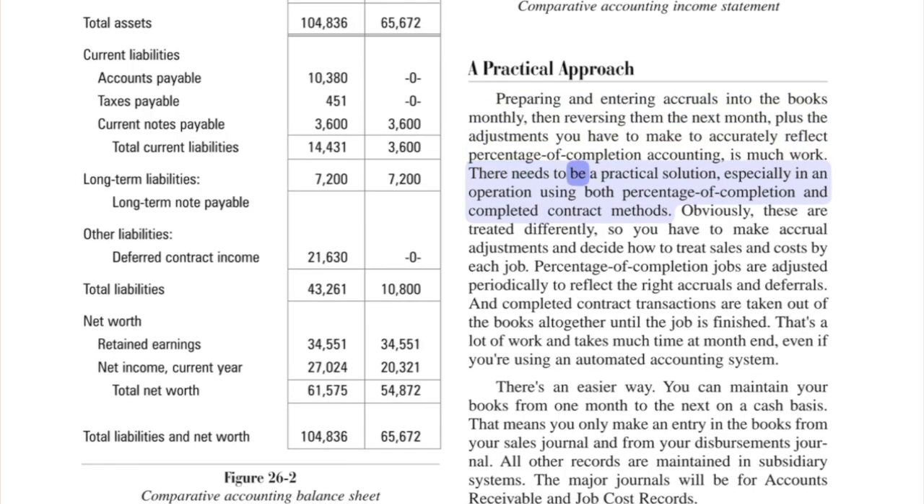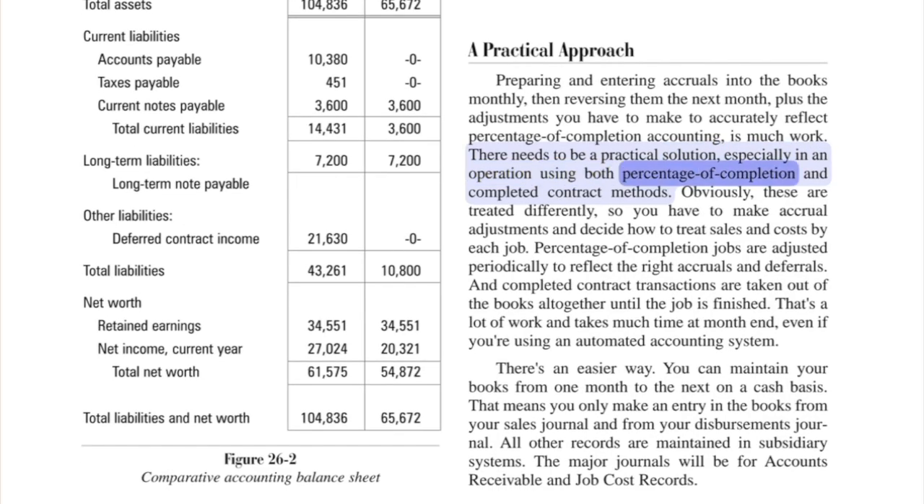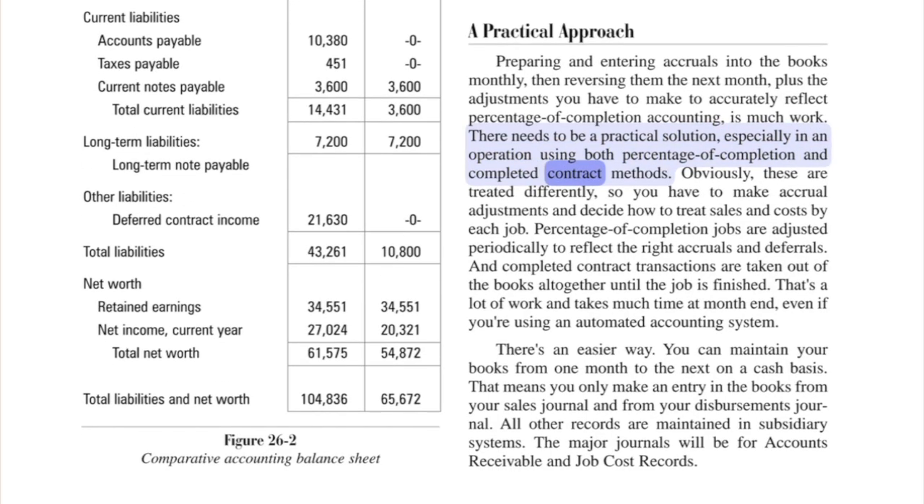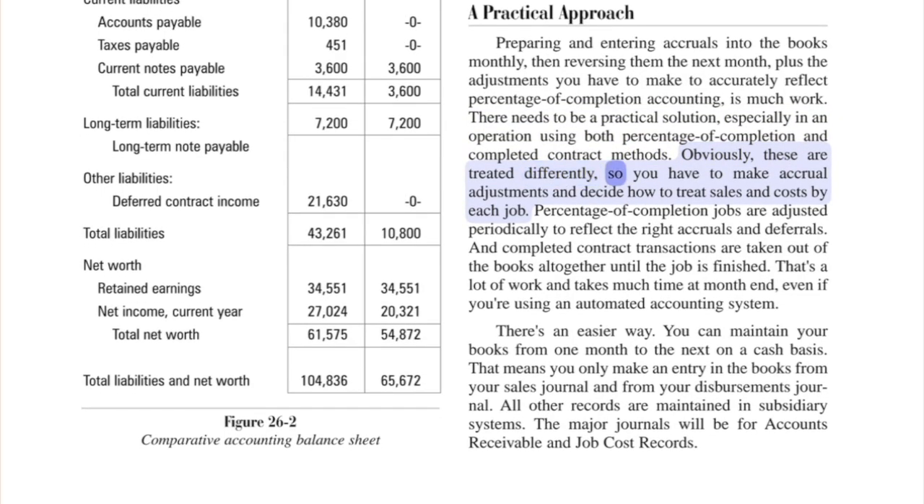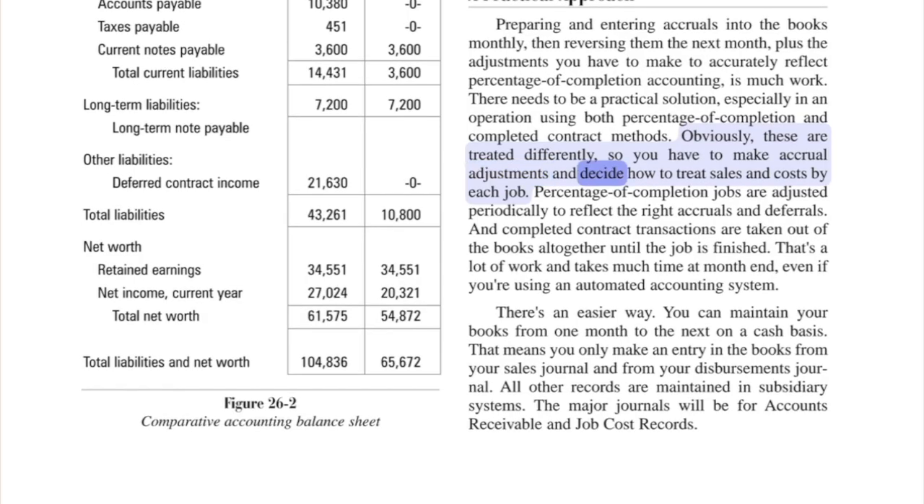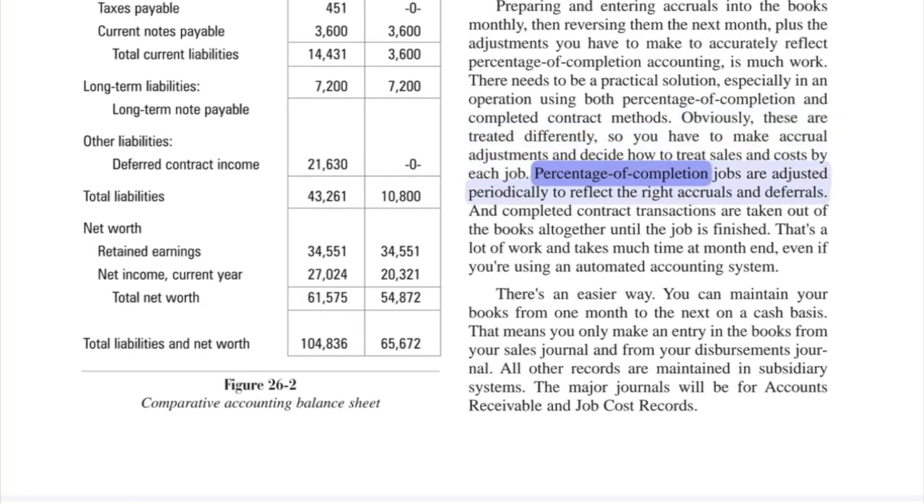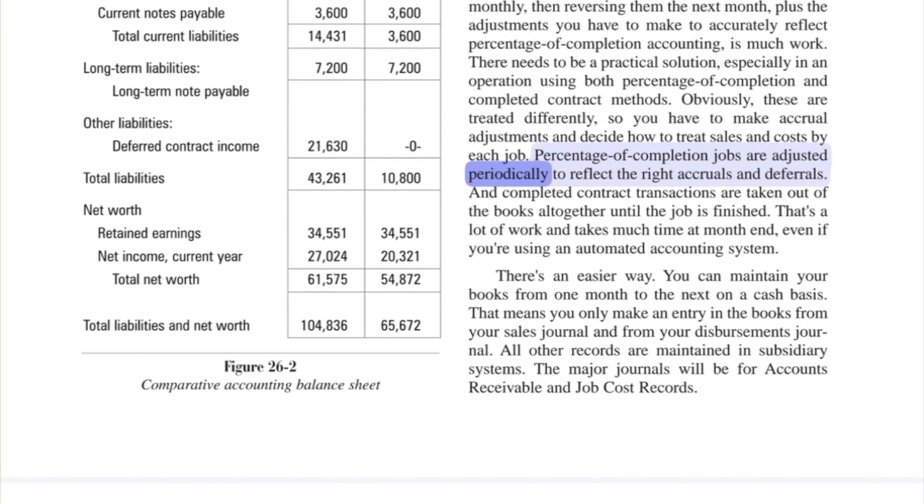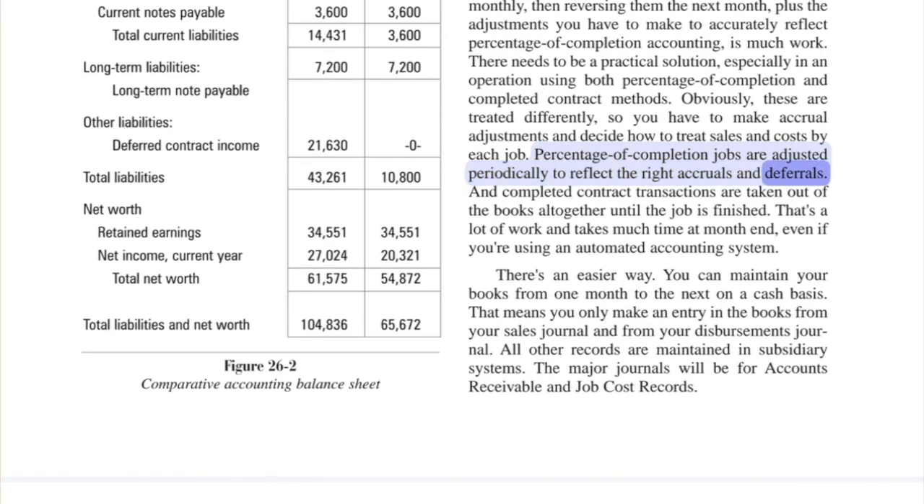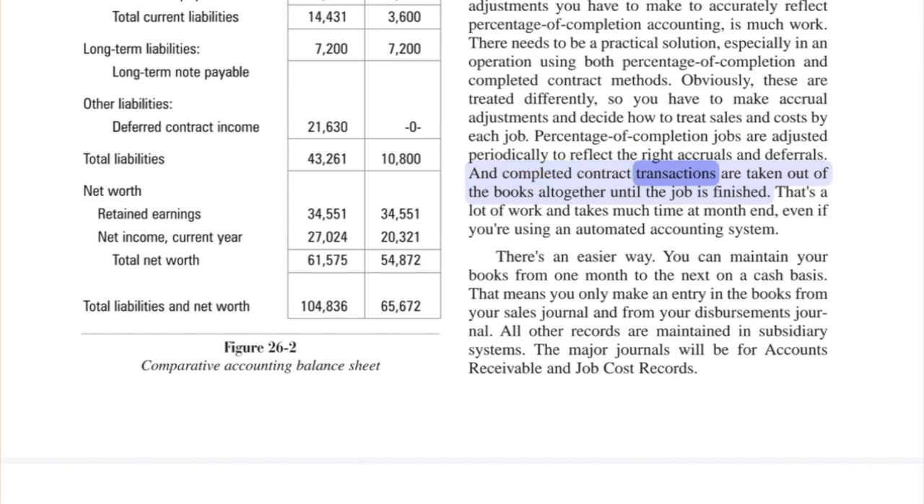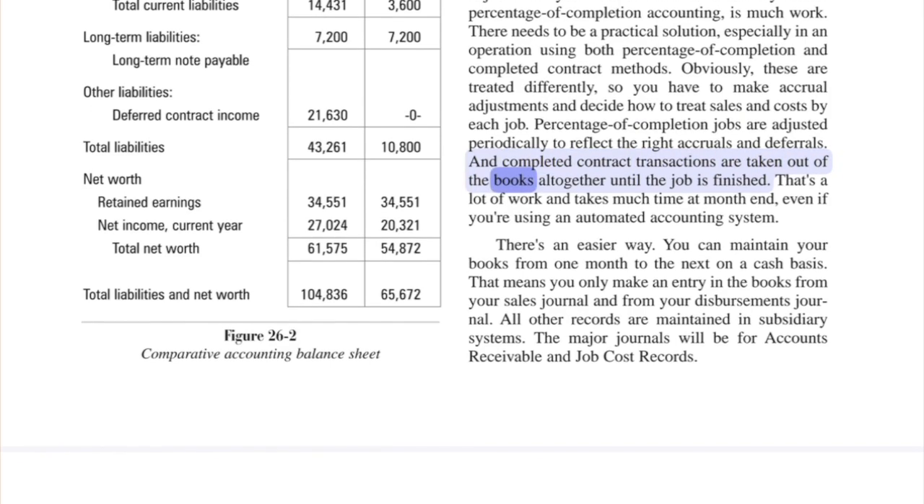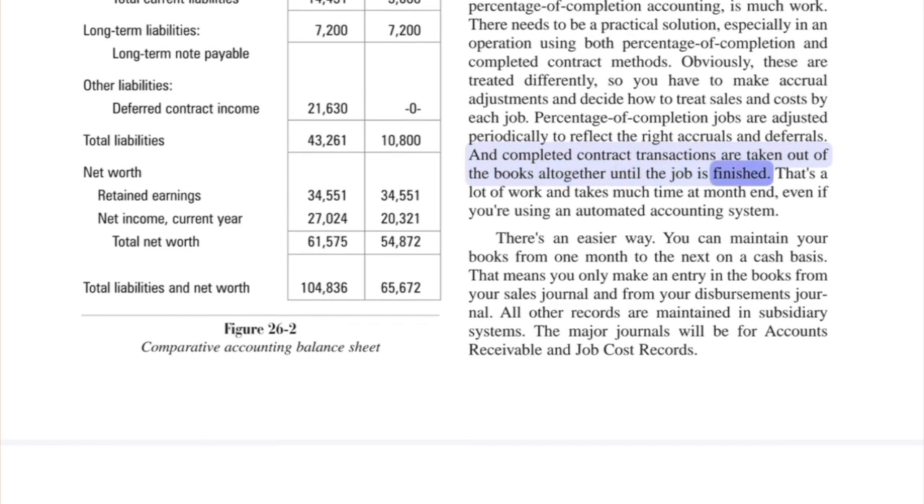There needs to be a practical solution, especially in an operation using both percentage of completion and completed contract methods. Obviously, these are treated differently, so you have to make accrual adjustments and decide how to treat sales and costs by each job. Percentage of completion jobs are adjusted periodically to reflect the right accruals and deferrals, and completed contract transactions are taken out of the books altogether until the job is finished.